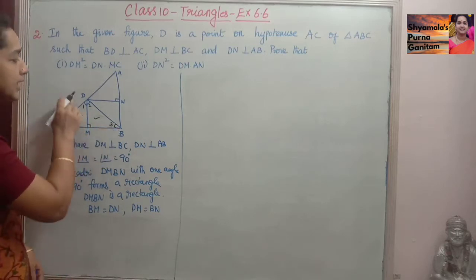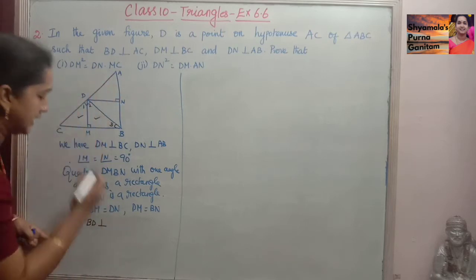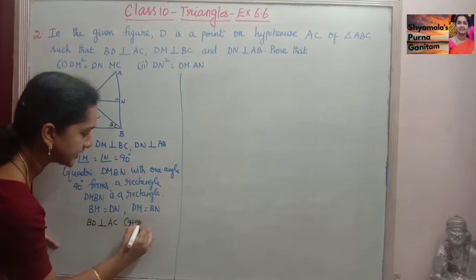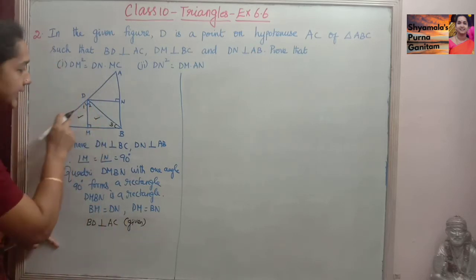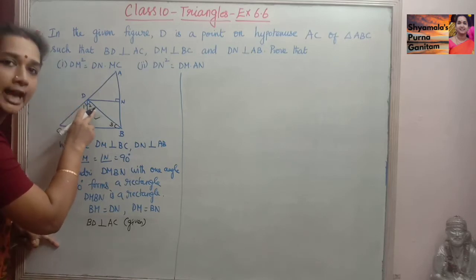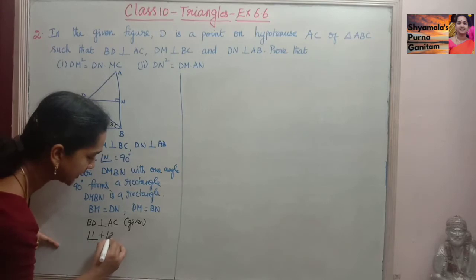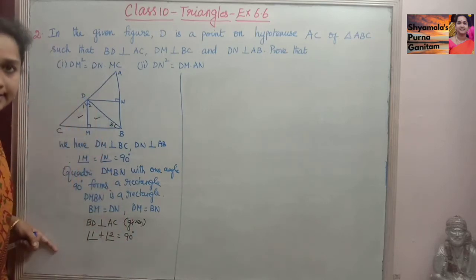We will take BD perpendicular to AC. So that is given in the question. So since BDC is 90 degrees, if we add angle 1 and angle 2, that will be equal to 90 degrees. Angle 1 plus angle 2 is equal to 90 degrees.